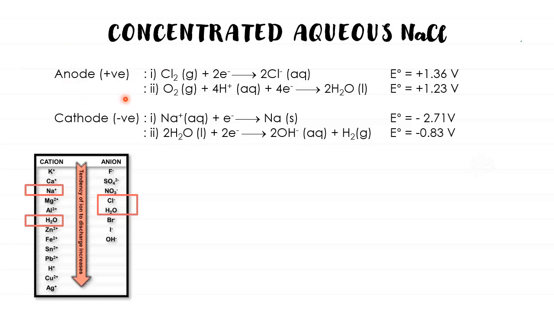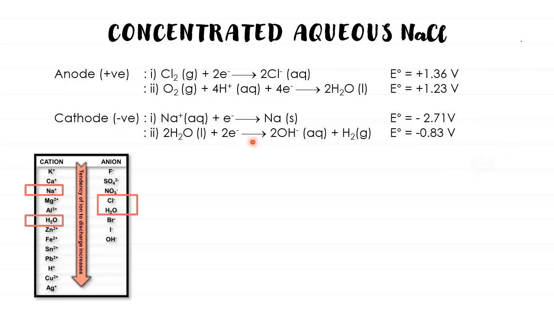If you have concentrated NaCl, we know this applies to only anions. By right, you got a significant amount of Cl- compared to the water. Even though its E naught value doesn't suggest it to be discharged, we'll still choose Cl- over water for anode. As for cathode, simply look at the E naught value. We'll say this water to be discharged.